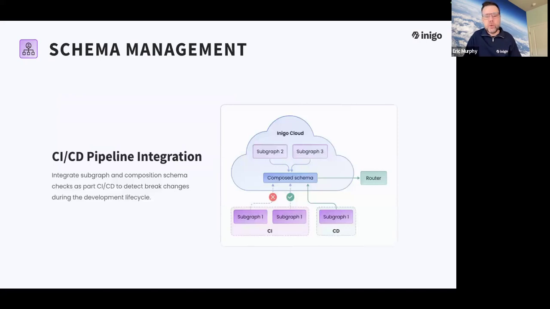Additionally, all these great tools integrate into your CI/CD pipeline. So Inigo offers a CLI that you can plug into your CI/CD pipeline, and it can do things such as deploy the Inigo configurations. It can do the schema checking. It can deploy new versions of your schema. This can all be fully automated. And if there's any problems, such as problems with your schema checks, it'll actually stop your CI/CD pipeline so you can fix those problems immediately.